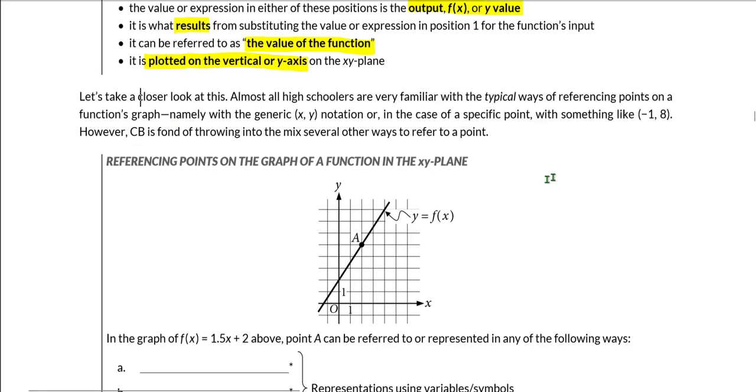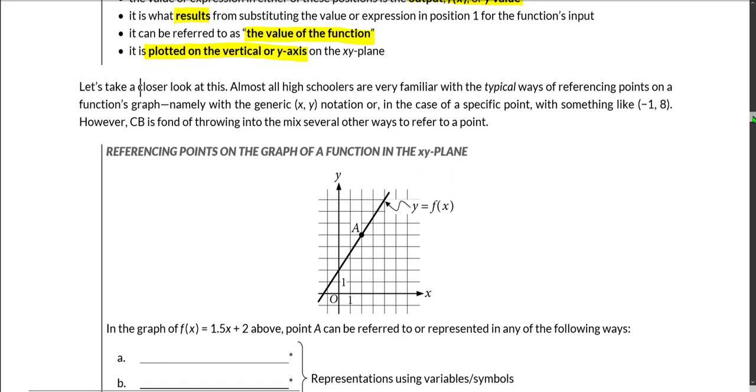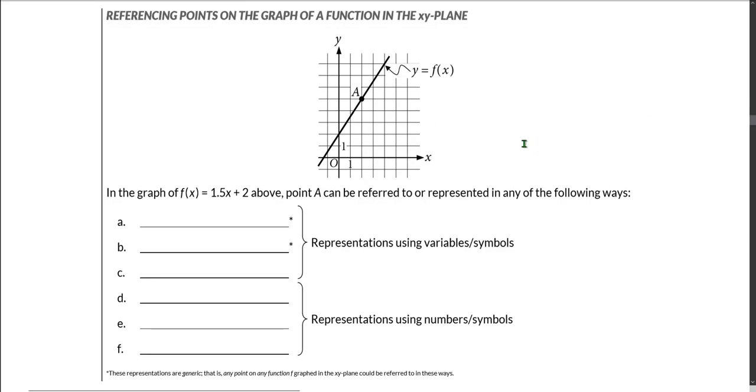One other thing that College Board has been very fond of doing lately, it is actually not all that difficult to understand if you are really familiar with functions and how functions relate to the xy plane, but for students that are even a little bit shaky on that, these questions actually can be a little bit difficult, mainly because of some of the notation involved and understanding that notation. So what we're going to do is run through 6 ways that we can reference point A on this linear function. So we have this linear function f of x equals 1.5x plus 2.